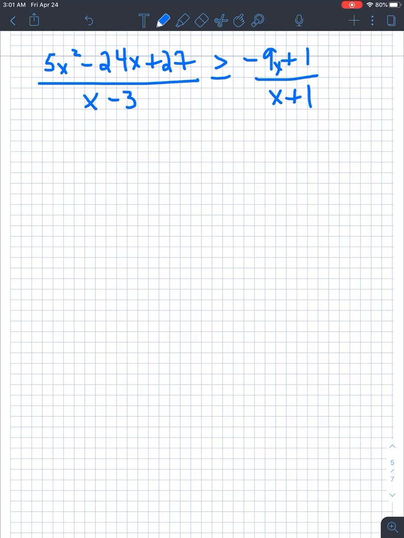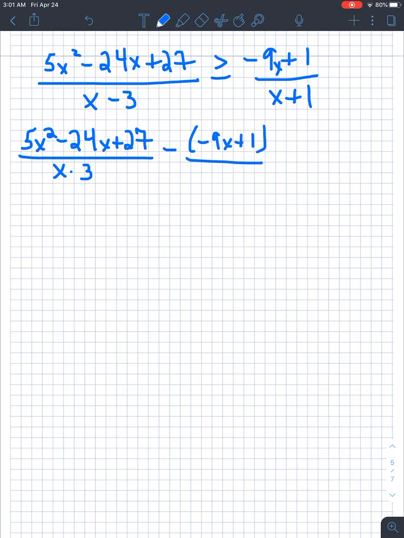Step 1 is going to be (5x squared minus 24x plus 27) over (x minus 3), minus negative (9x plus 1) over (x plus 1), greater or equal to 0. There we go. We're going to want to get a common denominator. Let's go ahead and do that.